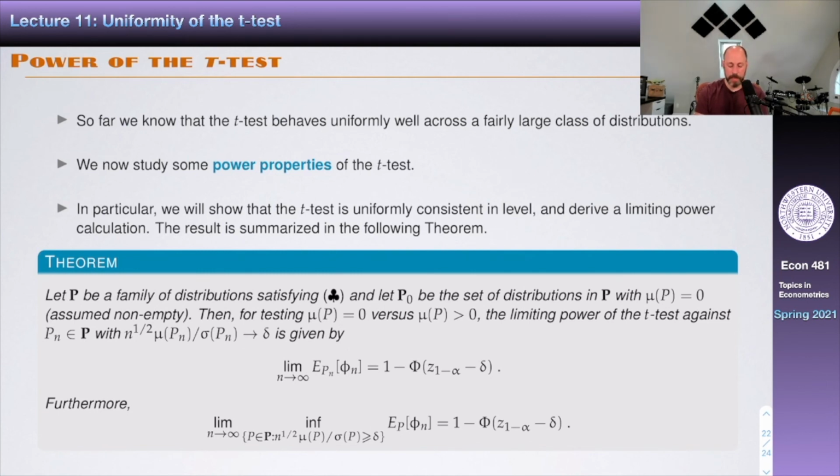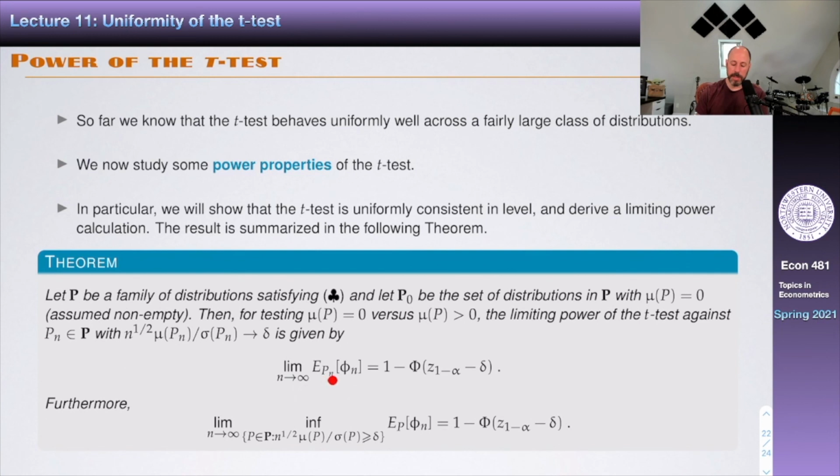Let P be a family of distributions satisfying the Clough condition, which is the uniform integrability condition, and let P naught be the set of distributions in P with mean equal to 0, which is assumed to be non-empty. Then, for testing the mean equal to 0 versus the alternative that the mean is positive, the limiting power of the t-test against sequences in P such that square root n mu divided by sigma goes to delta. So you can see that these are a sequence of local alternatives, or in the terminology that we learned already, contiguous sequences of distributions.